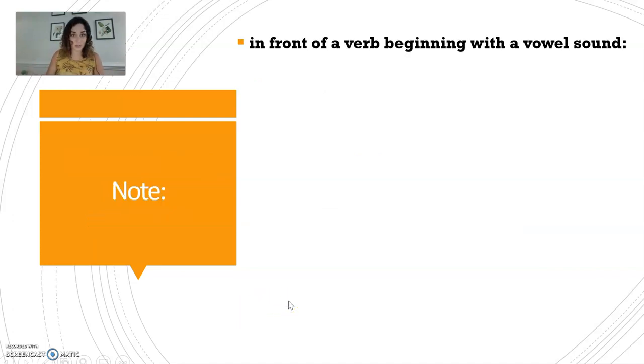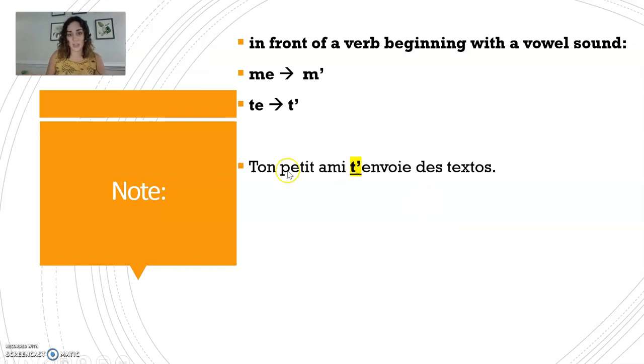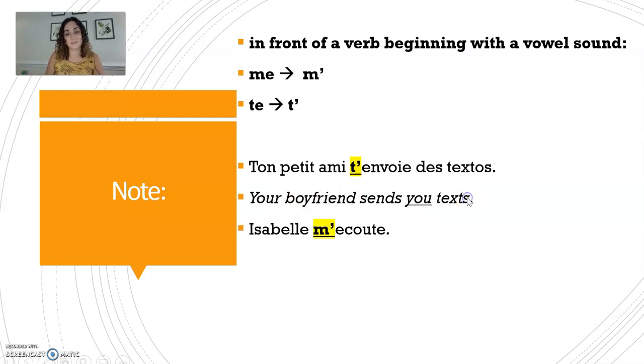One little thing to note that I mentioned earlier: me changes to m' and te changes to t' if the verb that it comes in front of starts with a vowel or vowel sound. So I'm not going to say "ton petit ami te envoie." I will bring those together and contract them to be t'envoie. Ton petit ami t'envoie des textos. Your boyfriend sends you texts.